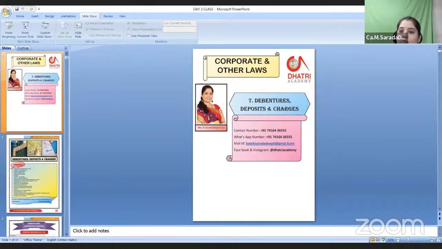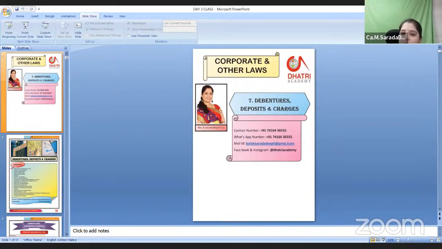Okay, satisfaction of the charge. What is meant by satisfaction of the charge is this: once the charge has been created, if that particular loan amount is totally discharged, the company should intimate the same to the charge holder as well as to the ROC. The company will ask the charge holder whether he is satisfied with the entire payment, and the same is intimated to the ROC. Then the ROC in turn will ask the charge holder whether he received the payment in full from the company.